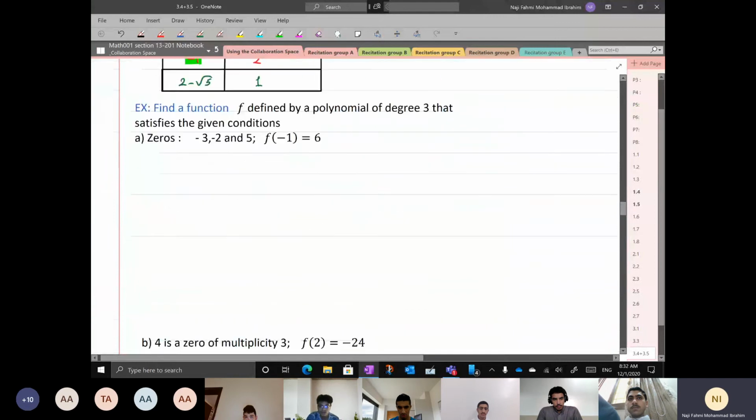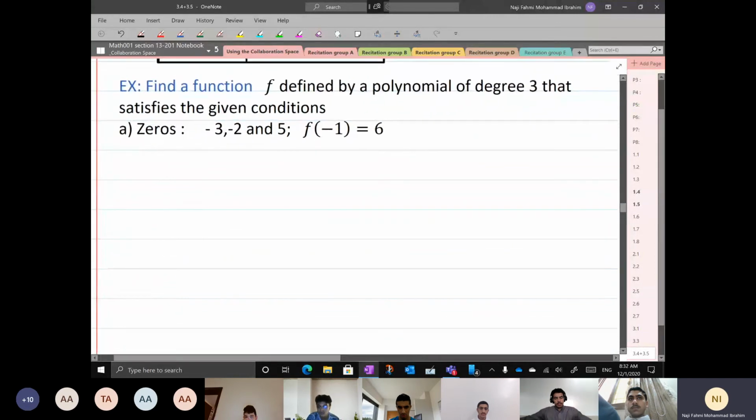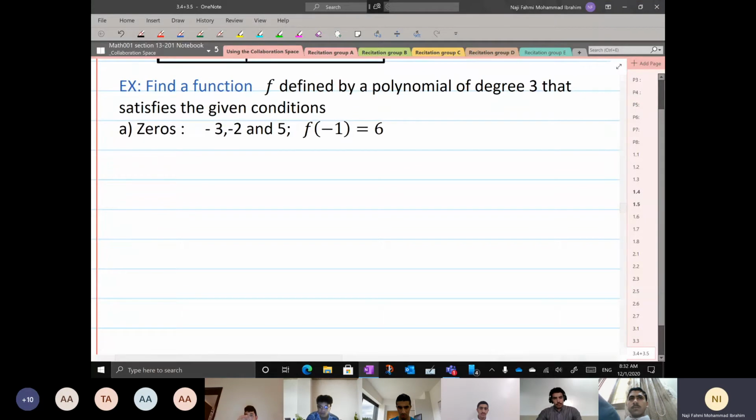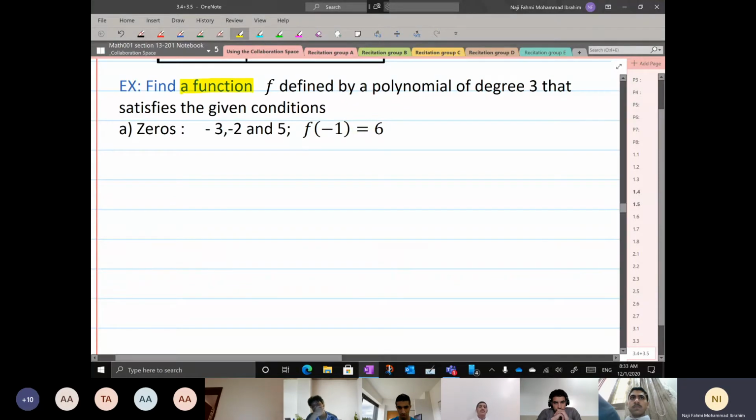Now we will learn the opposite: how to find a polynomial if we know the zeros. Read this example. What does it say, Shabab? Find a function f defined by a polynomial of degree 3 that satisfies the given conditions. A, the zeros are negative 3, negative 2, and 5. And f of negative 1 is 6. Now the question is asking me to find what? A function that is a polynomial of degree what? 3.